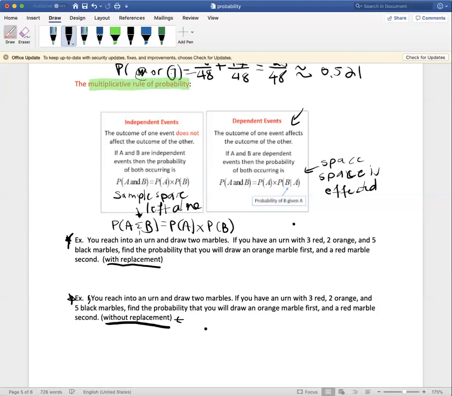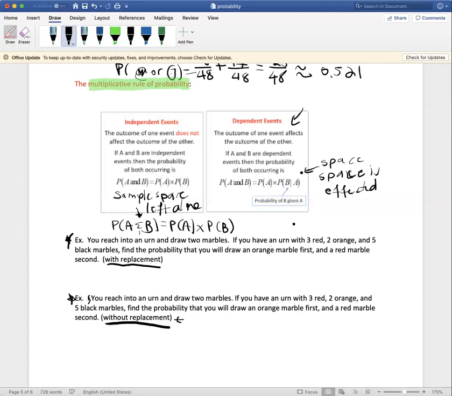So what that means is you're going to pick up a marble, you're going to look at it, and you're not going to replace it. So now instead of having 10 marbles, you only have 9. So the sample space is affected. This is an example of dependent events. The probability that you draw a red second depends on the fact that you drew an orange marble first, and we're not replacing them. So the sample space is not affected when we talk about with replacement. The sample space is affected when we talk about without replacement.